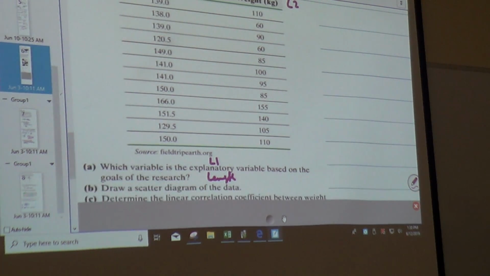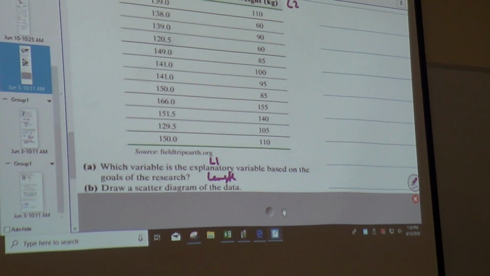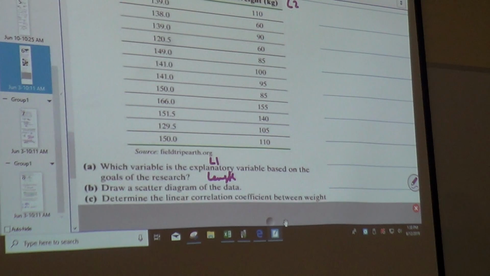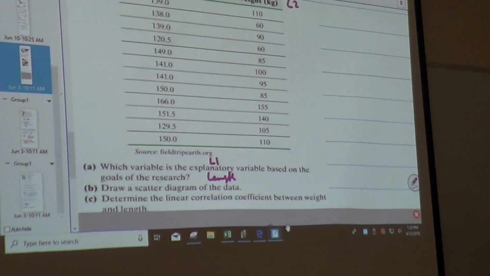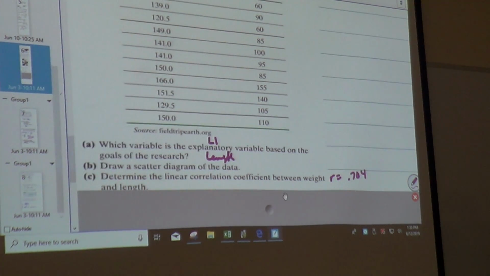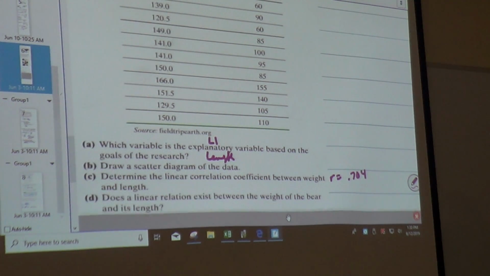And then it says draw a scatter diagram. So we would put in our L1, we would put in our L2, we would do our zoom 9. We good? Then it says determine the linear correlation, which is going to be your R value. And for this problem, our R value is going to be 0.704. You can play with this one at home if you want to. Does a linear relationship exist?